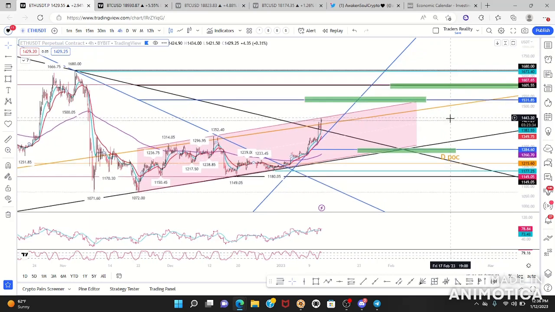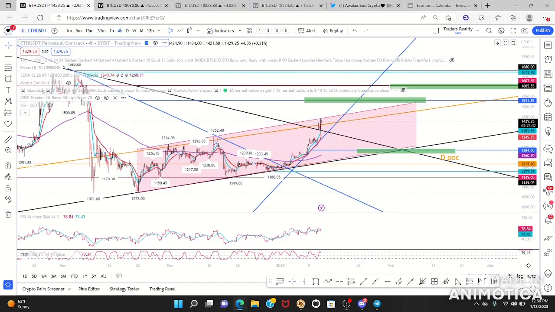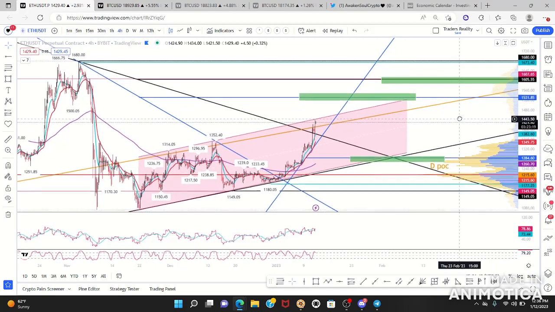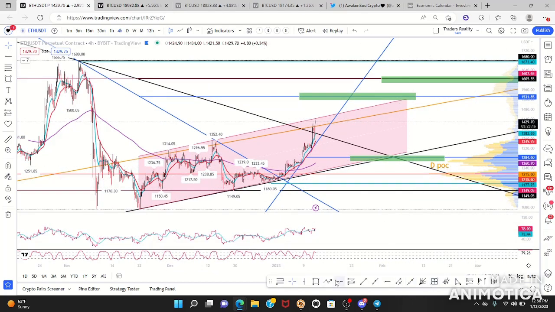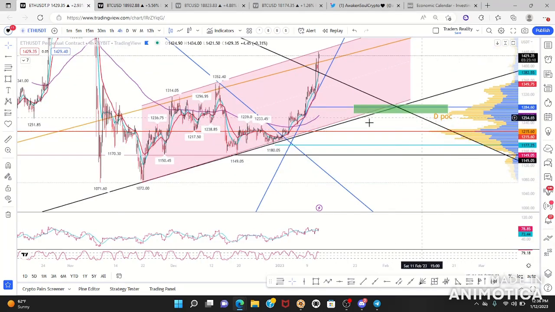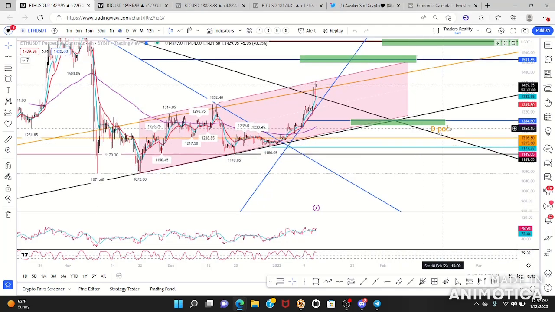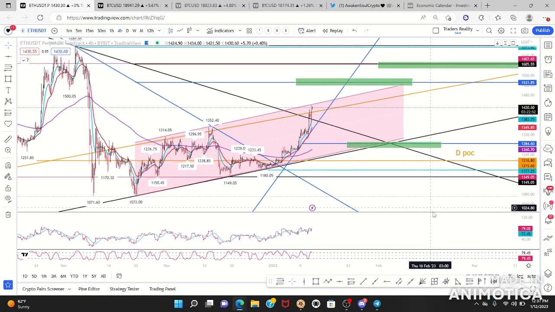Pretty big. And within here, you also want to find your POC, your point of control. So turn on your VRVP. And it looks like our point of control, is it right on the... Yeah, it's right on the daily, actually. So let's just confirm here. Yep. So the daily and the 4 hour point of control are similar to each other, so that's good enough.